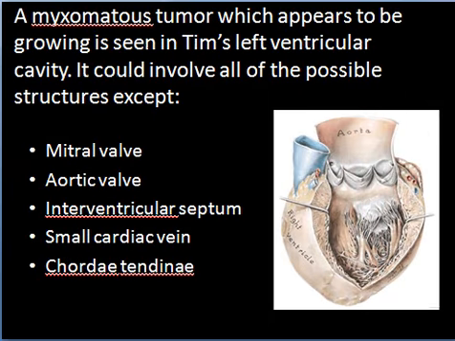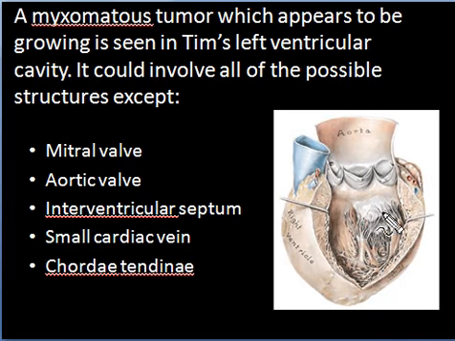Now let's look at this one. So here it tells you that there is a tumor which is growing in Tim's left ventricular cavity. This image is there in your PowerPoint slide, and this is the left ventricular cavity. And let's say we have a tumor growing here. We don't know where it's growing, but it's inside this cavity. So it says it could involve all of the following structures except.